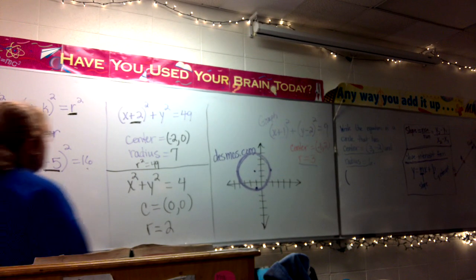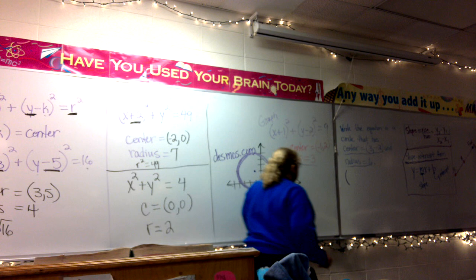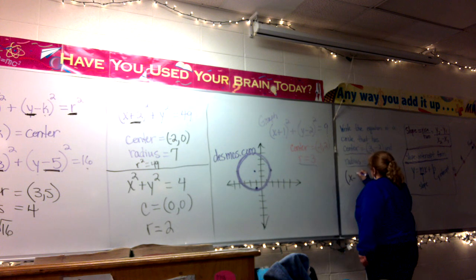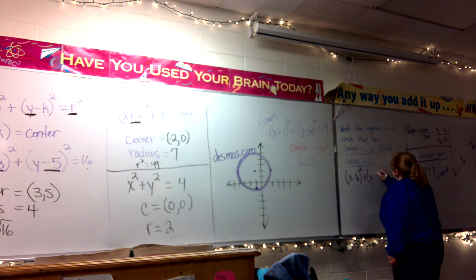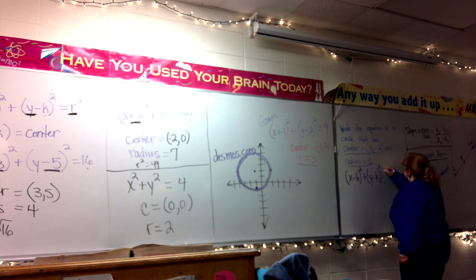The basic equation is (x - h) squared plus (y - k) squared equals r squared.